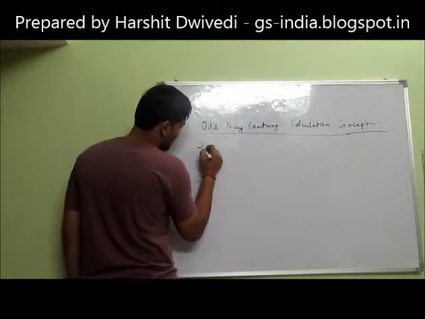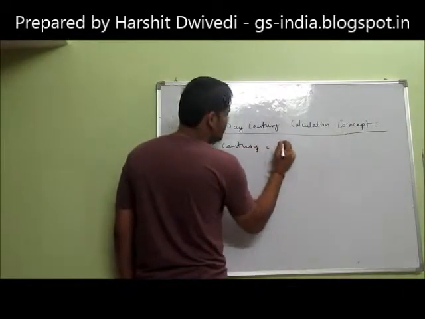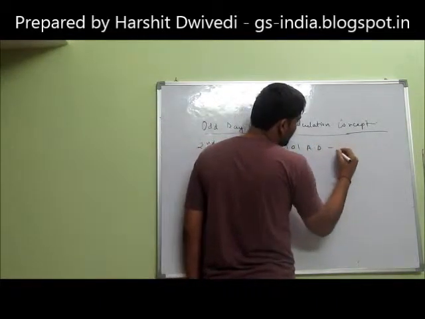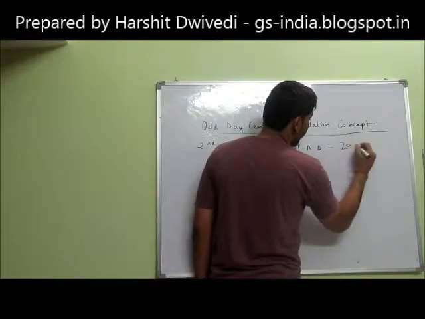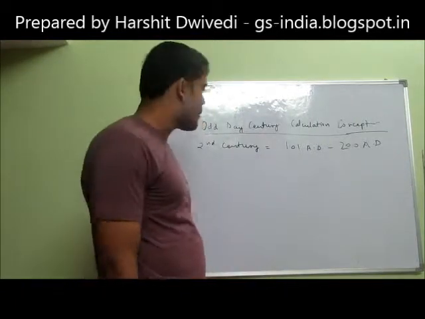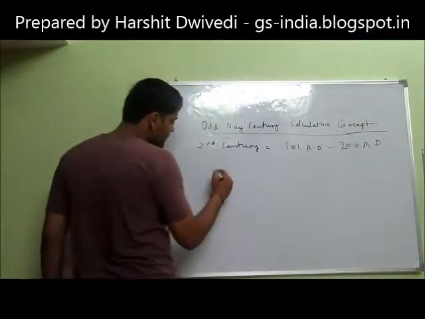Have a look. 2nd century. From which date to which date? It is from 101 AD to 200 AD. How many years? 100 years. Now, I have to jot down the leap years in it. What are the leap years?